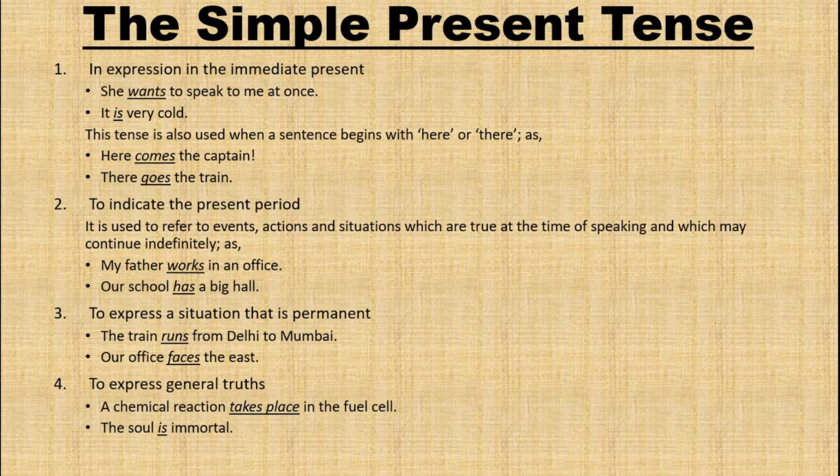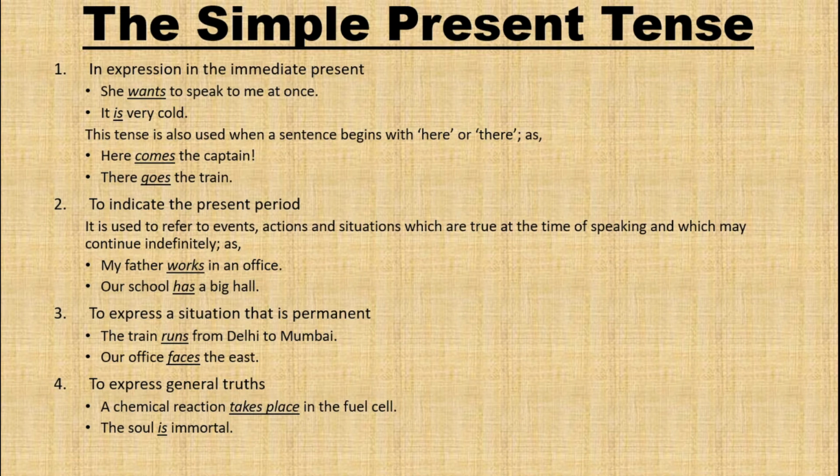Now, number three: to express a situation that is permanent. The train runs from Delhi to Mumbai. It is a permanent situation because that particular train will continue running from Delhi to Mumbai. So "runs" becomes the simple present tense.